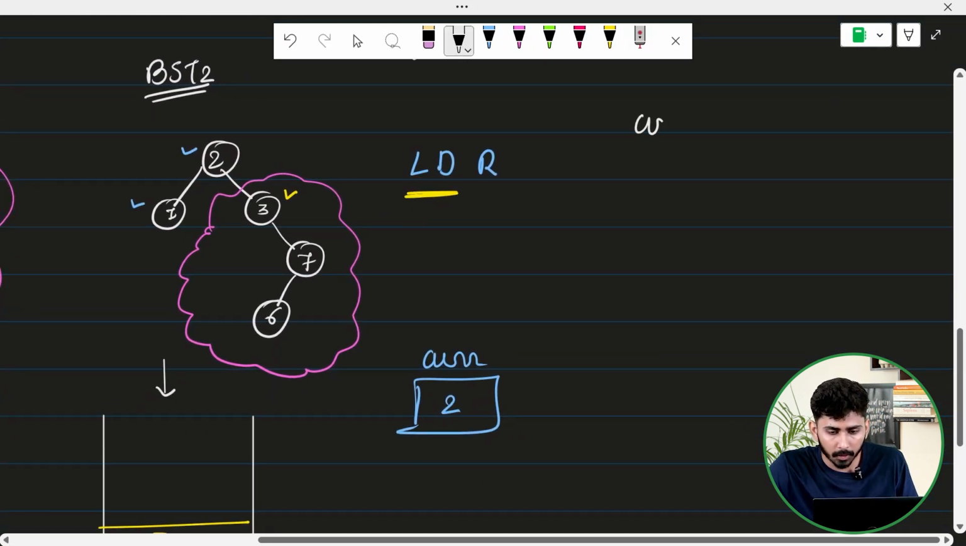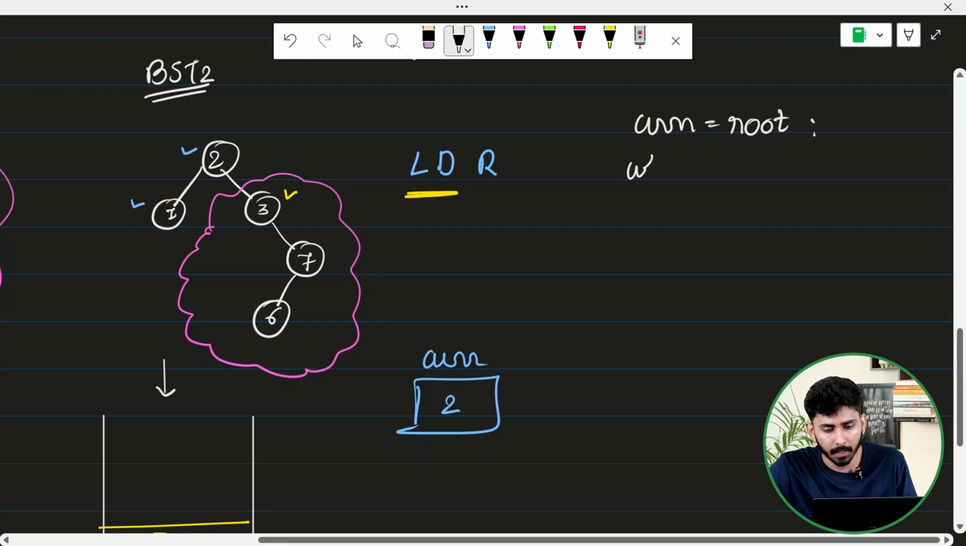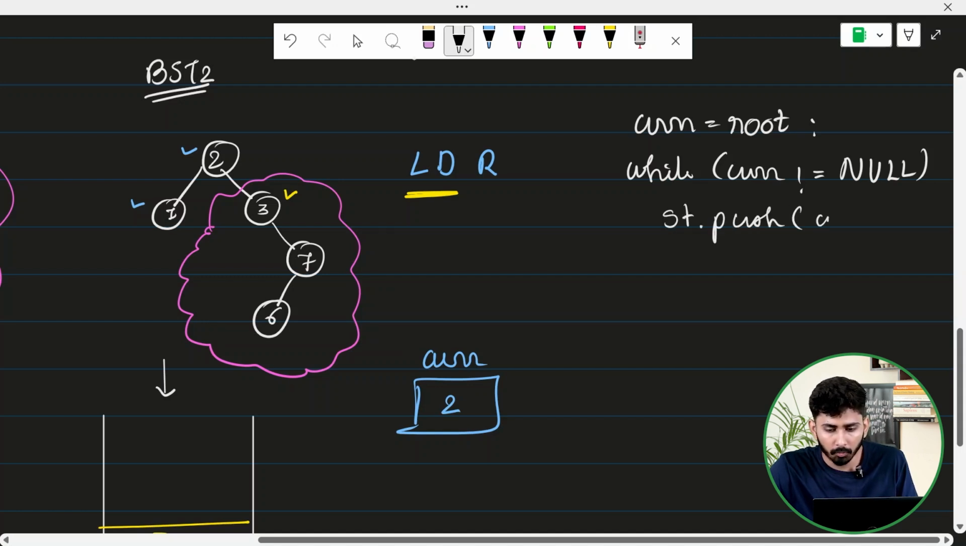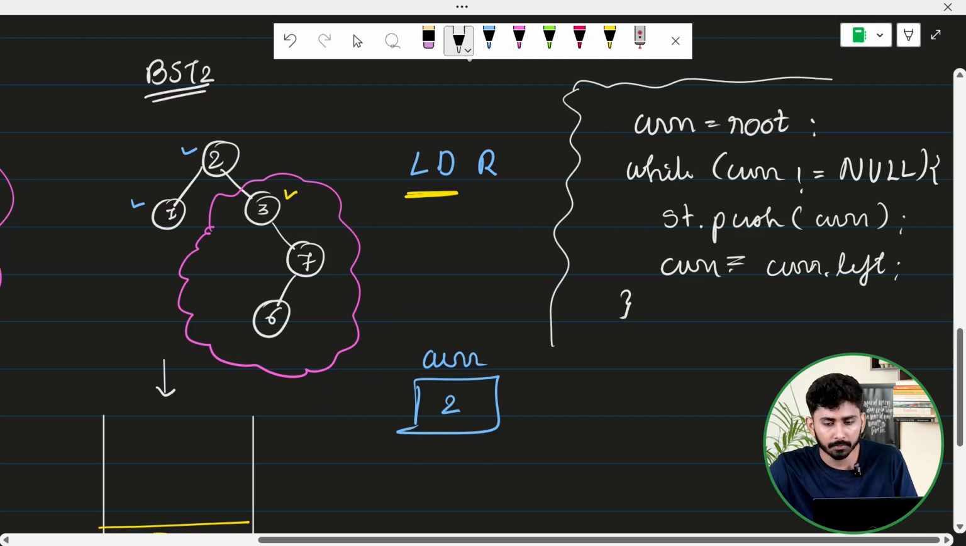So I'll take a current node. Let's say current equals some root node. Okay, and while my current is not null, I will just keep on adding. Let's say I'm adding inside our stack. So I'll say stack dot push the value of current. I'm inserting the entire node, not only the value, and then I'll move to the left hand side. I'll say current equals current dot left. I'll keep on moving in the left hand side. So whenever I'm saying I'm removing the left subtree nodes and the root node, this is what I'm doing over here.